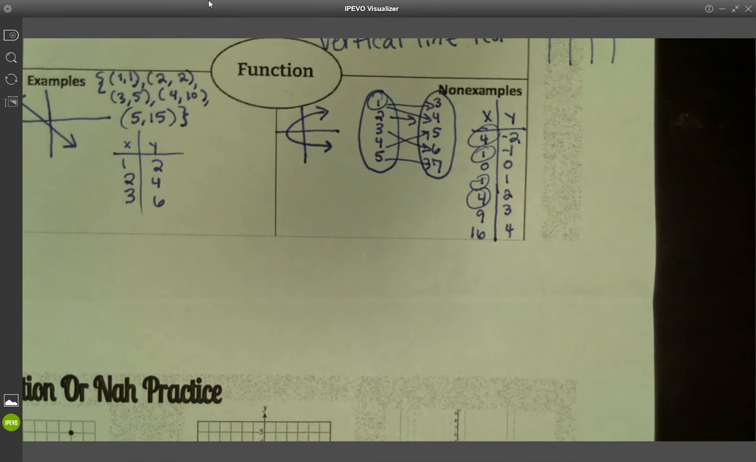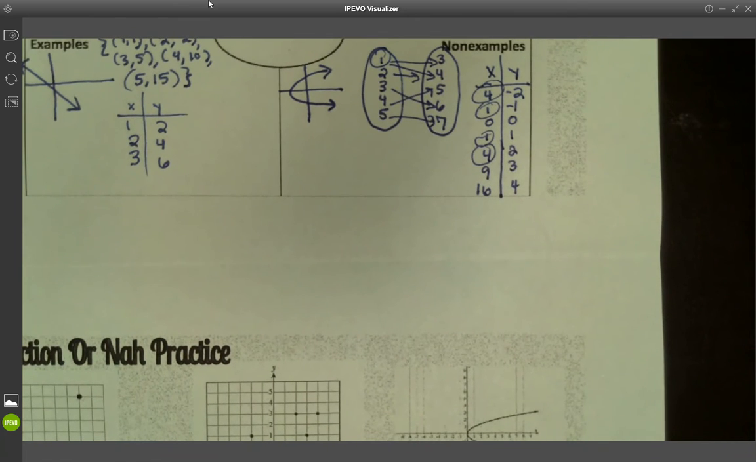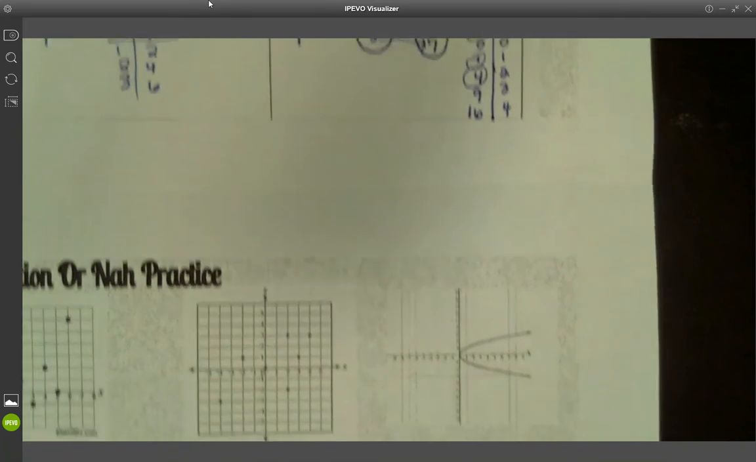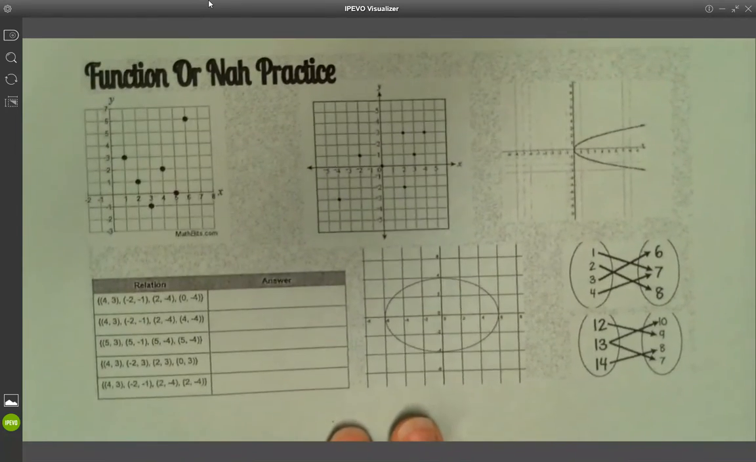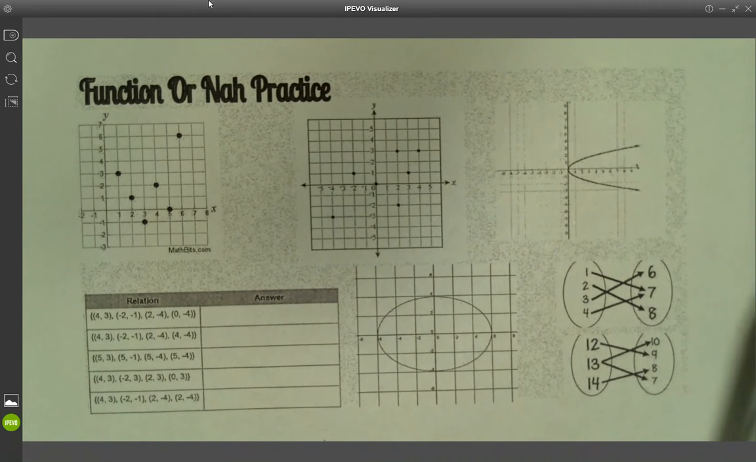So now on the bottom part of this page, you're going to decide whether they're a function or not a function. So you can put yes or no, or you can put function and not a function. You can put NF for not a function and F for function. Identify which ones are functions and which ones are not. You're doing this on your own right now.